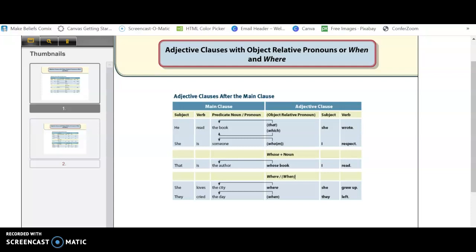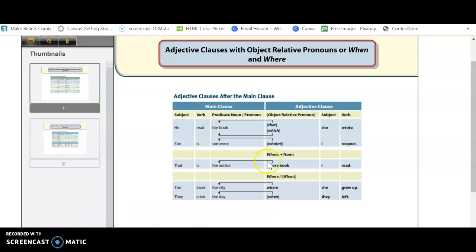Today we're going to go over our adjective clauses with object relative pronouns or when and where. So far we've learned about adjective clauses with subject relative pronouns, and those relative pronouns were who, which, that, and whose. And today we're going to add a few because we're going to learn those object relative pronouns. So let's have a look how it works.